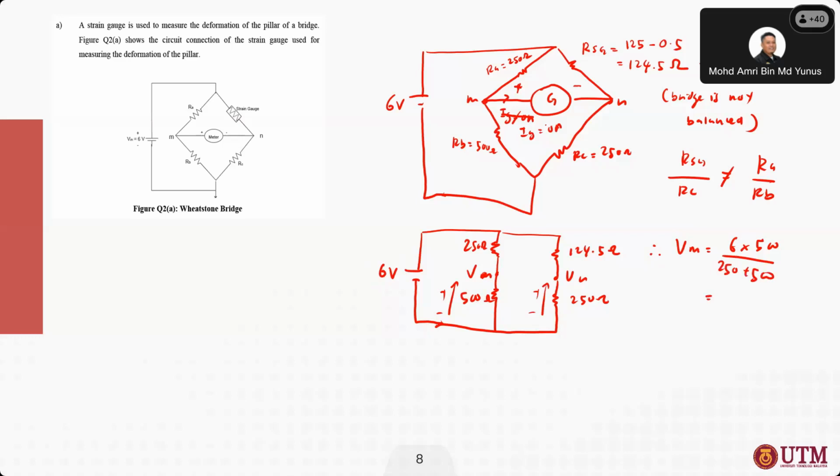VM is equivalent to 4 volt, whereas VN is equivalent to 6 multiplied by 250 divided by 250 plus 124.5. So that is 6.